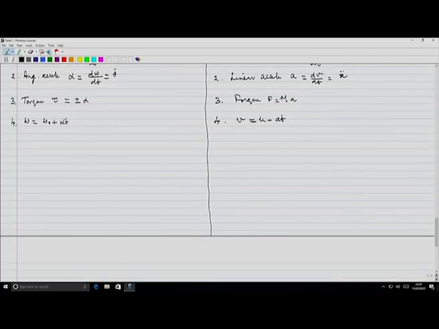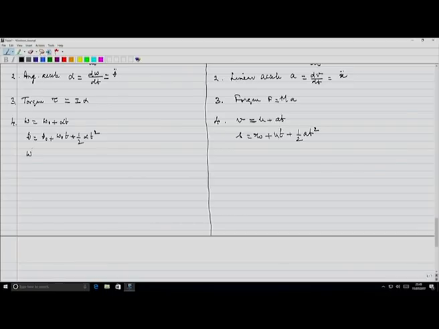Then next is theta is equal to theta naught plus omega naught t plus half alpha t squared. Here it is S is equal to some initial displacement which is already there in the system for the particle, S is equal to ut plus half a t squared.